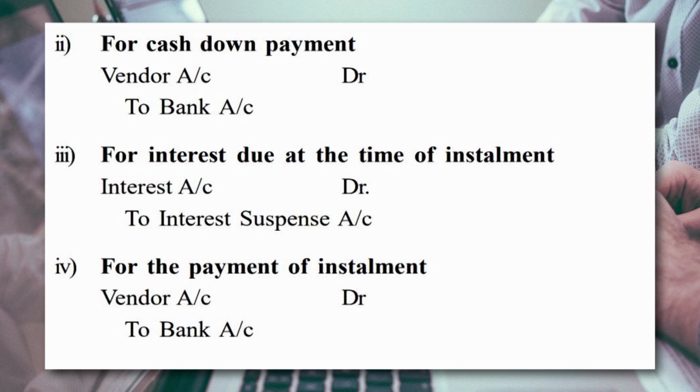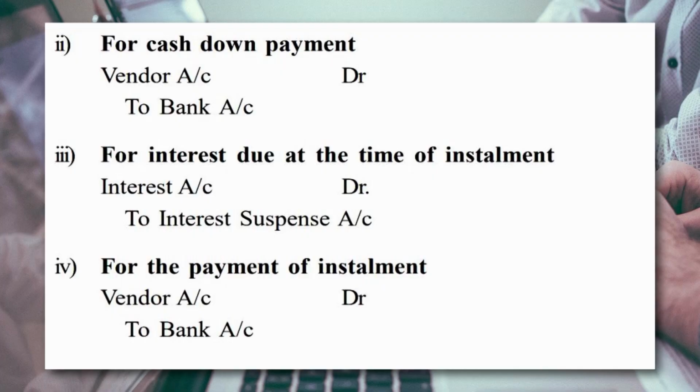To interest suspense. So why have we credited the interest suspense account? Because the interest suspense account is reflecting the total amount of interest to be paid by the buyer to the seller. So we have already debited the interest suspense account by the total amount of interest. Therefore now, over a period of time, with the making of the installment payments, the interest suspense account will be credited with the actual amount of interest of that particular year.